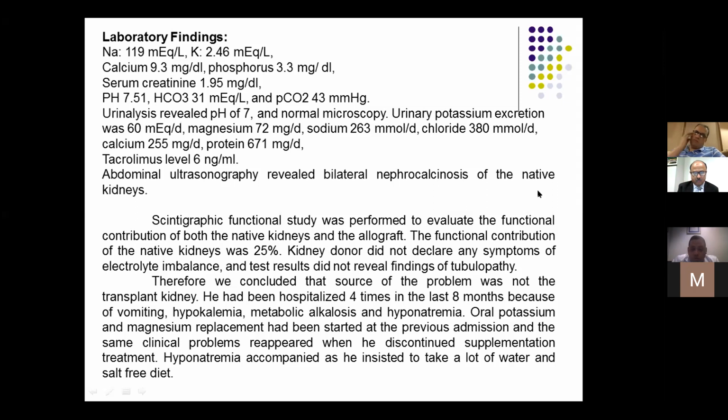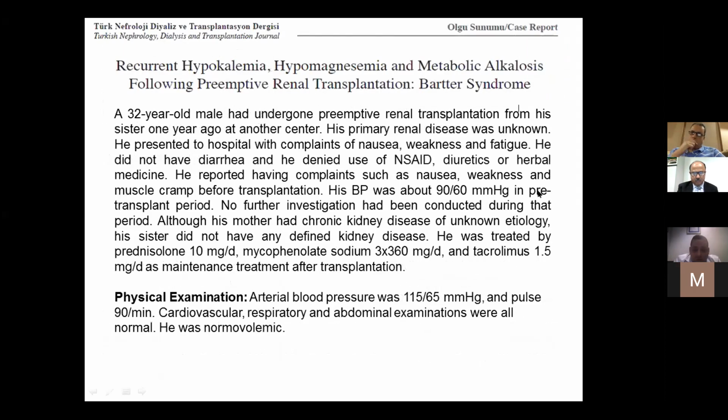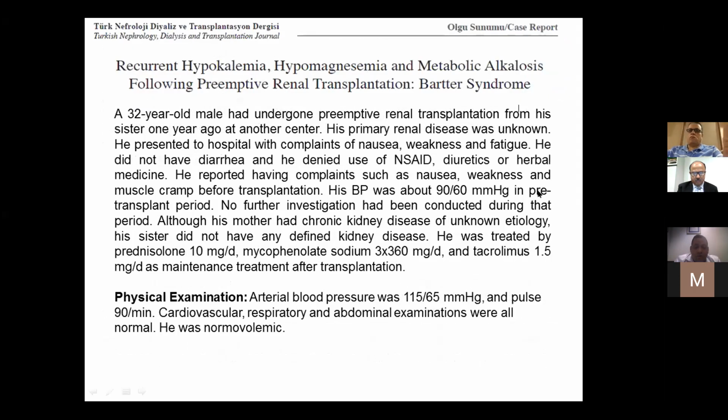So the conclusion was the source of the problem was not the transplanted kidney. The patient was admitted 4 times in 8 months for correction of these metabolic abnormalities. And the diagnosis was Bartter syndrome coming from the native kidneys. The patient was managed with amiloride, and most of these metabolic abnormalities were corrected except hyponatremia. The patient was advised to have plenty of water intake.